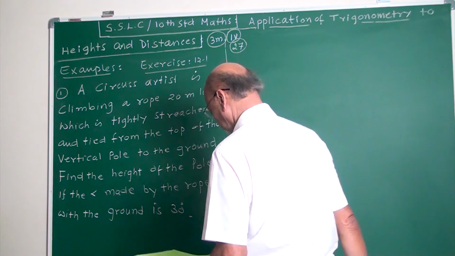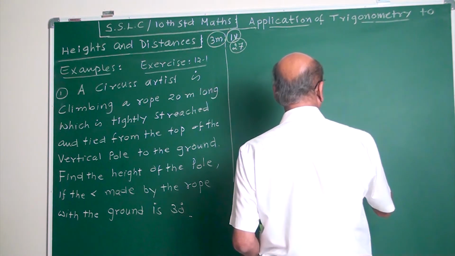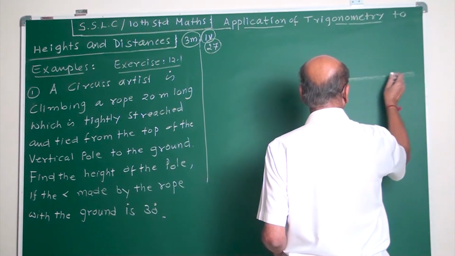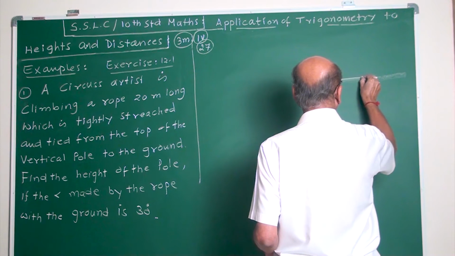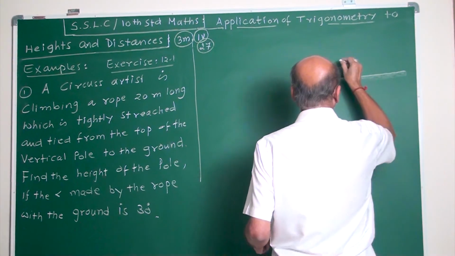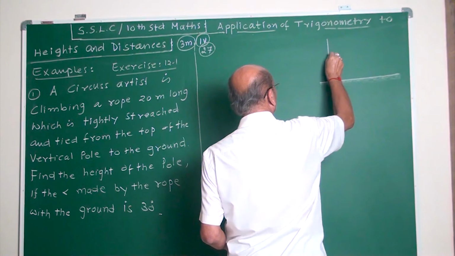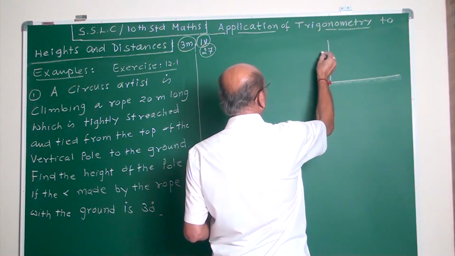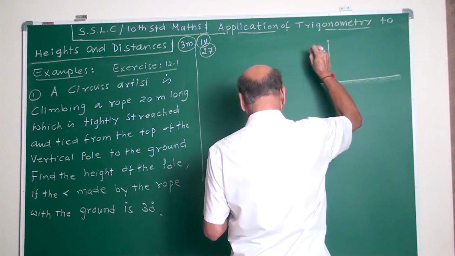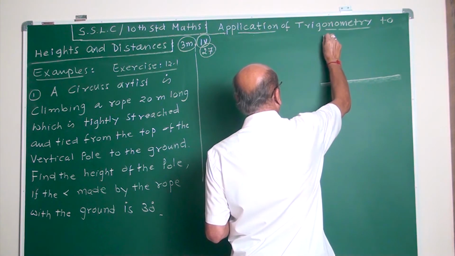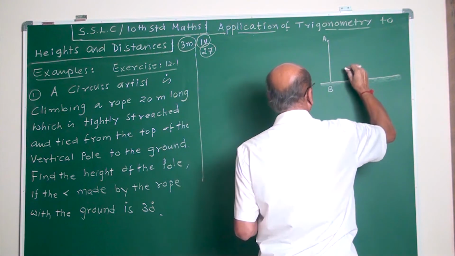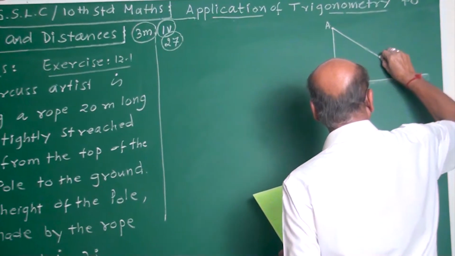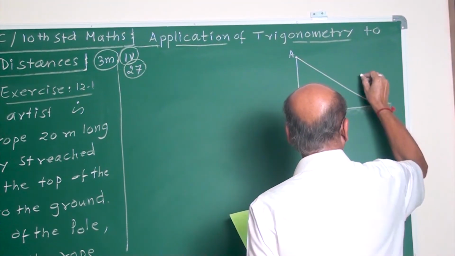Yes. What is the solution? My friends, this is the ground. This is the vertical pole on the ground. We can name it as A is the top, B is the bottom, then a rope is tied tightly to the top of the pole. This is, my friends, the rope.